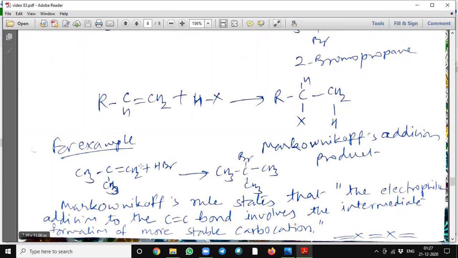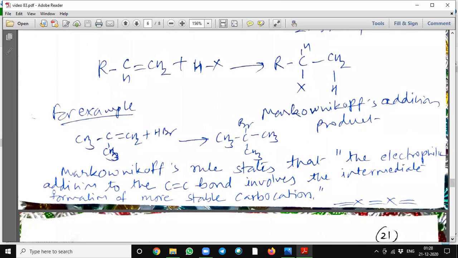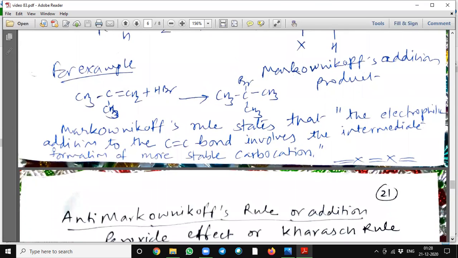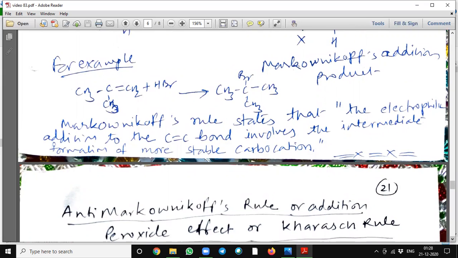Here also we can see the addition is on this carbon. Markovnikov rule states that the electrophilic addition to the carbon-carbon double bond involves the intermediate formation of the more stable carbocation.